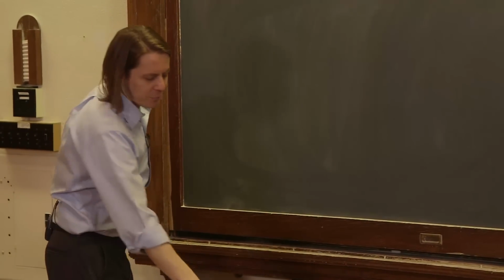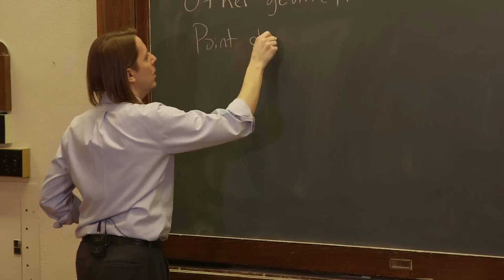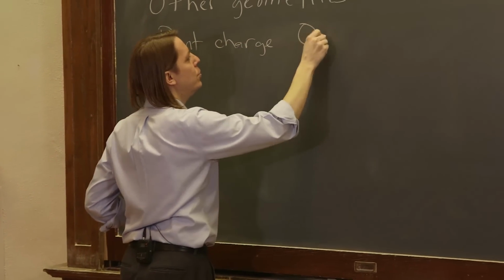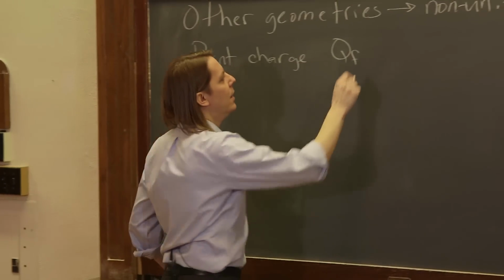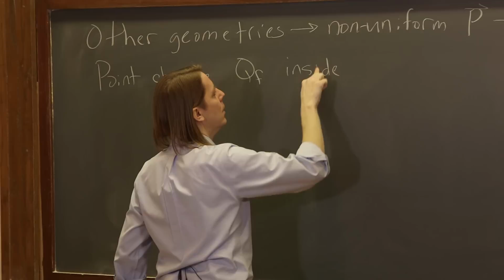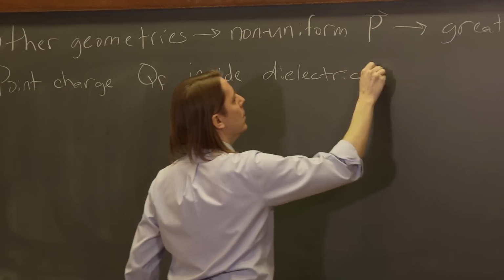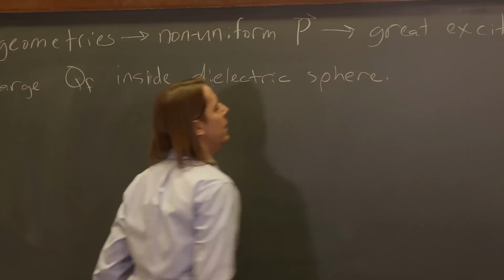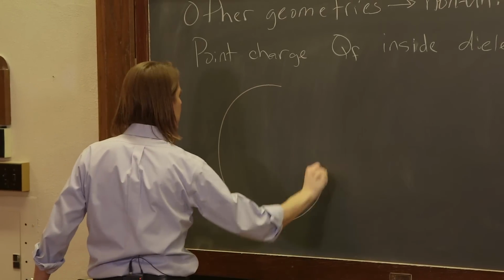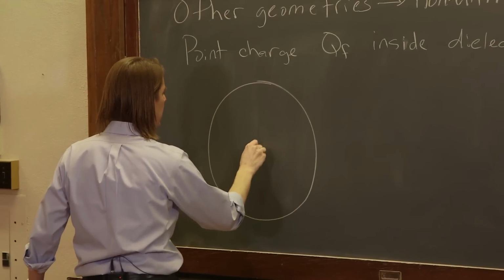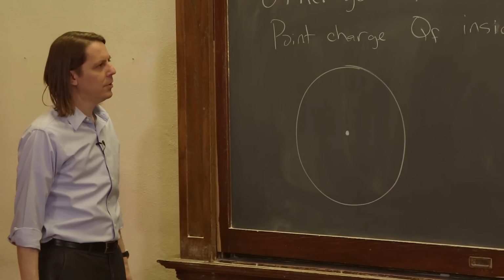All right, so let's just pick another geometry. Let's put a point charge, and I'm going to call it Q free, right? Because this is the charge that creates the effect, QF, Q free, inside a dielectric sphere. Now let's just see what happens. Okay, so dielectric sphere, and there's the point charge. I won't label it because I got to draw a lot of field vectors.